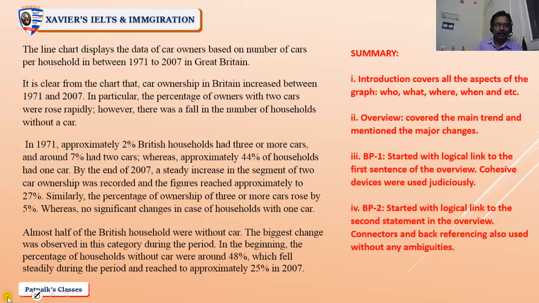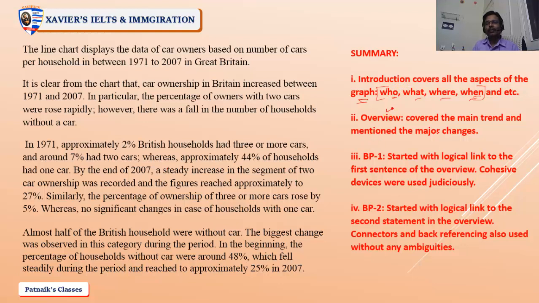Ending this episode 7, once again a reminder, I want to just give you the summary of this write-up, how it has developed, or what are the things we included based on the descriptors, right? See, the introduction covers all the aspects of the graph: who, what, where, when, etc. Who, it is about the ownership of cars. What, the ownership of cars. Where, in Great Britain. When, the time period is 1971 to 2007. So these are all covered, which are given in the graph. I tried to cover all those points in this introduction.